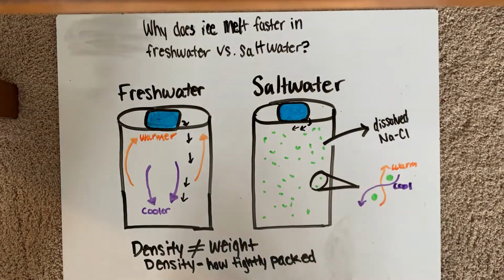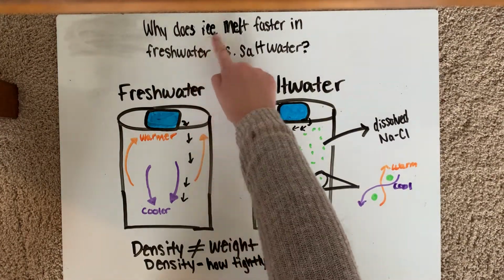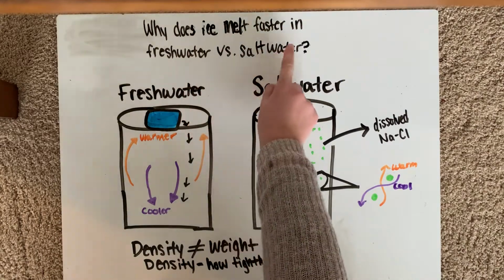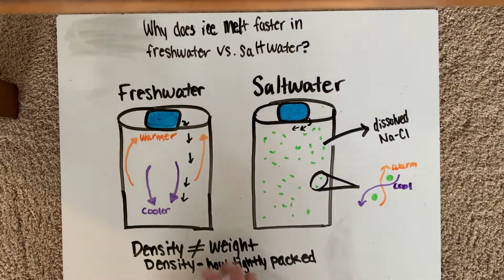Okay, so today we're going to talk about why ice melts faster in fresh water rather than salt water. And so here we have two systems, but first we're going to take our eye down here and talk about density.